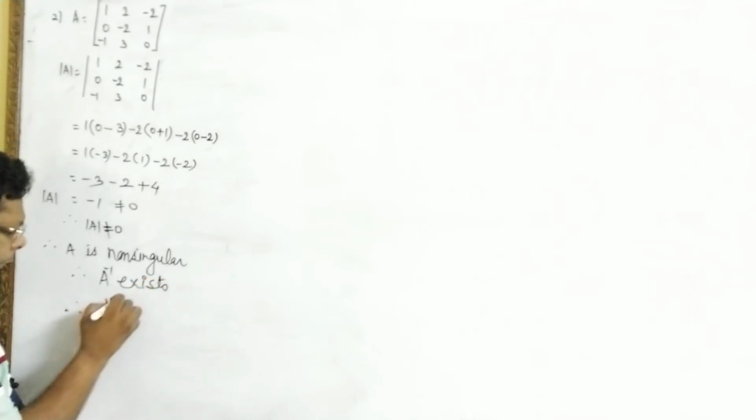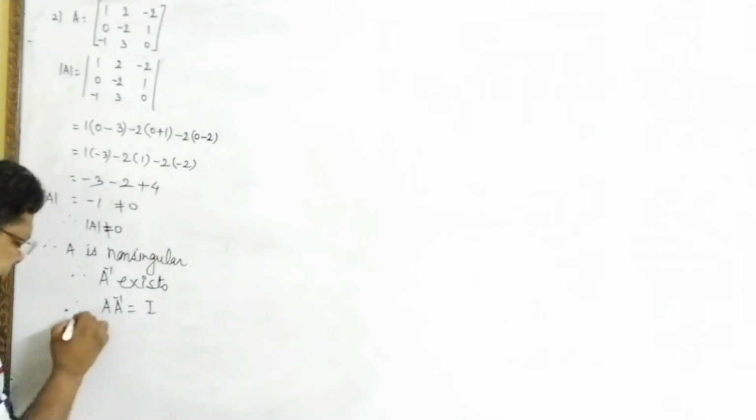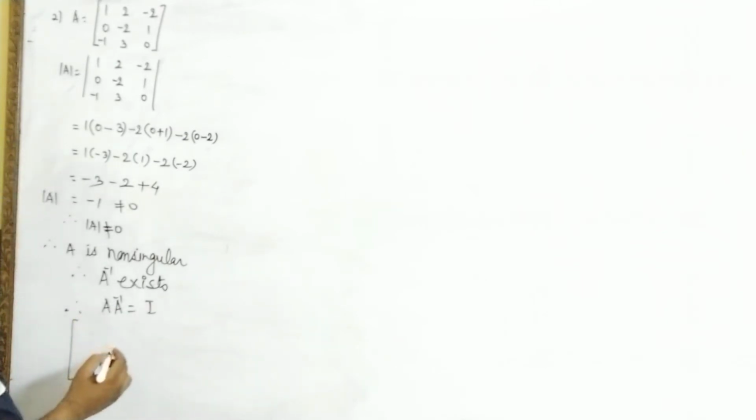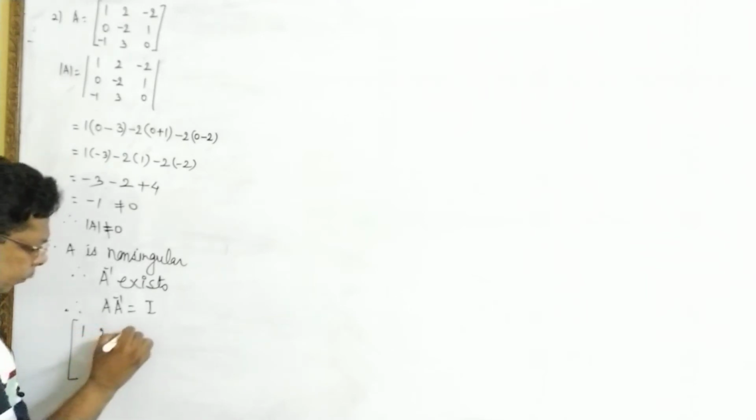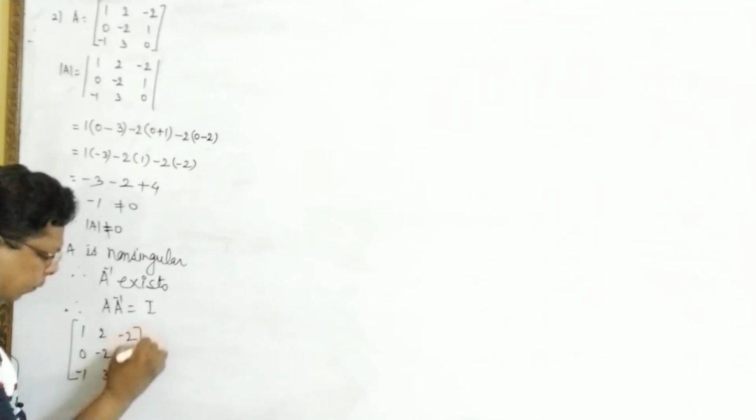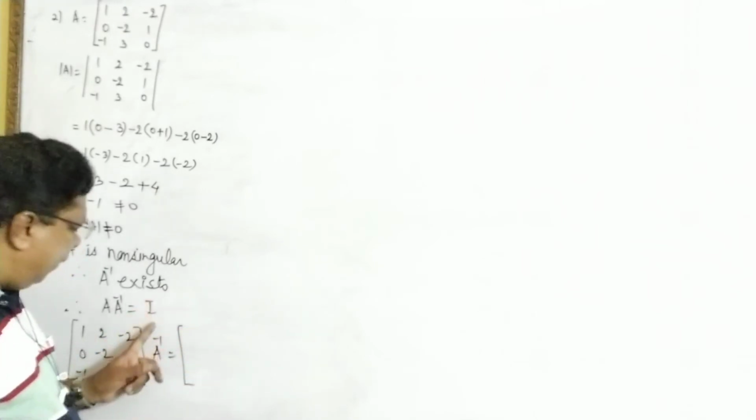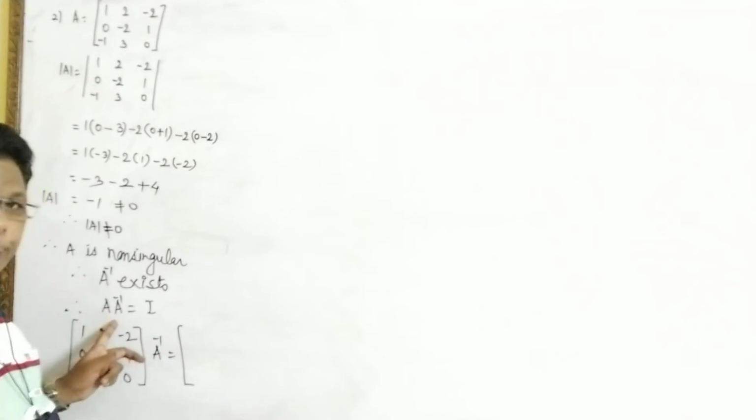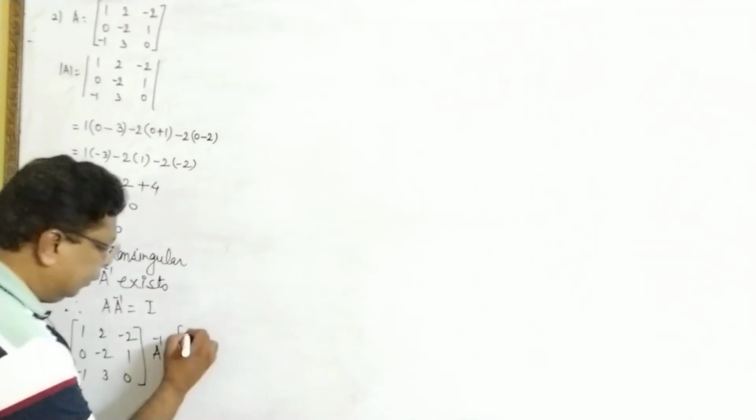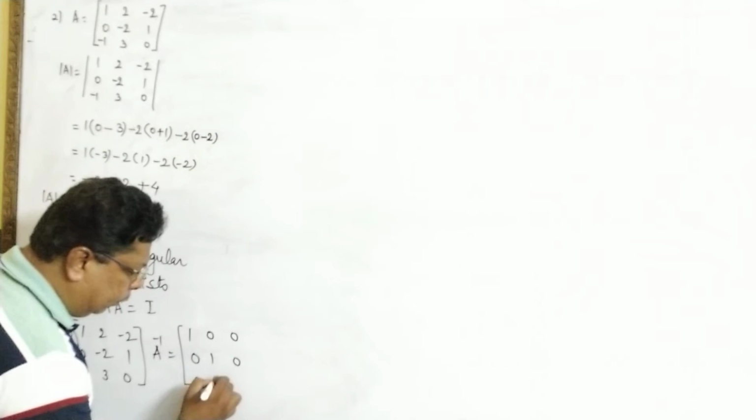Therefore, by using the equation A into A inverse is equal to I. What is A? 1, 2, minus 2, 0, minus 2, 1, minus 1, 3, 0, into A inverse. Now here choose the identity matrix whose order is 3 by 3. Why? Because the order of the given matrix A is 3 by 3. So 1, 0, 0, 0, 1, 0, 0, 0, 1.